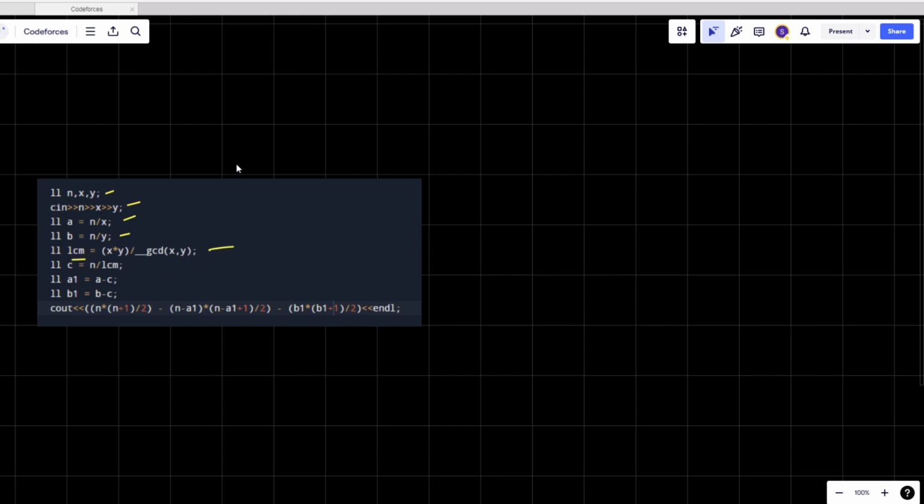Okay, that's it. Now I have my LCM. After that we are counting the number of common indexes, that is n by LCM. That's it. After that we are subtracting these common indexes from the count of our actual indexes. This is what we are doing over here, that is a1 and a2. And after that we are finding the sum of a1 elements, that is maximum a1 elements, and after that we are finding the sum of minimum b1 elements. This is what we are doing over here, that is sum of n elements minus sum of n minus a1 elements minus the sum of b1 elements. So yeah, now we are done with the logic part and the concepts.